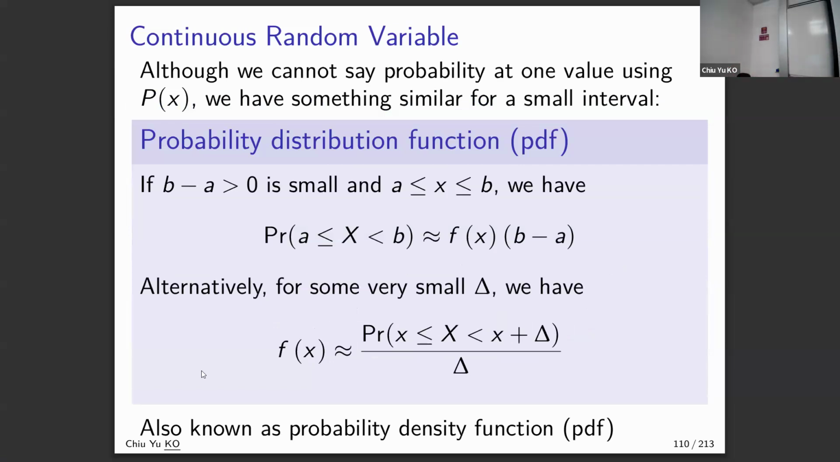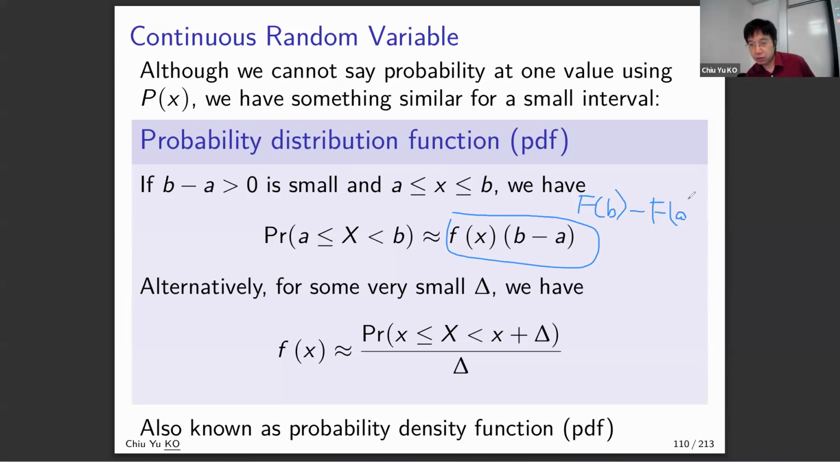I want to put this technically, but I guess I still need to define it properly. If we want to have some probability between A and B, although we cannot say probability equals a particular number, we want to say probability within an interval, right? And we know from the last slide that this is FB minus FA.